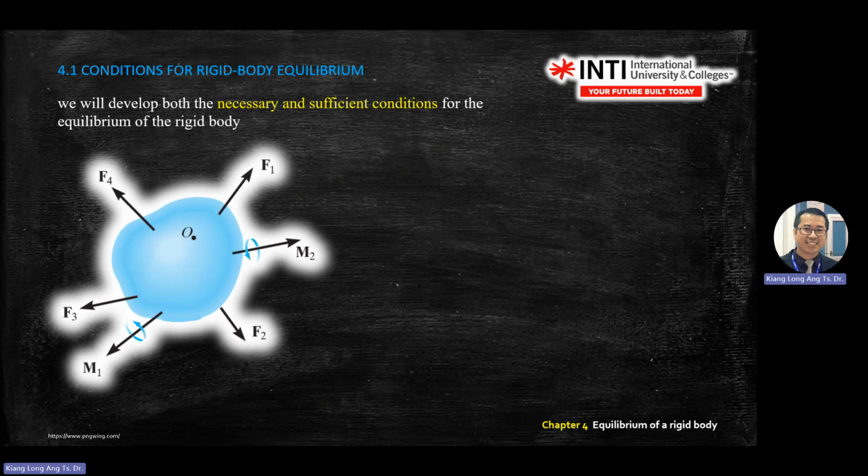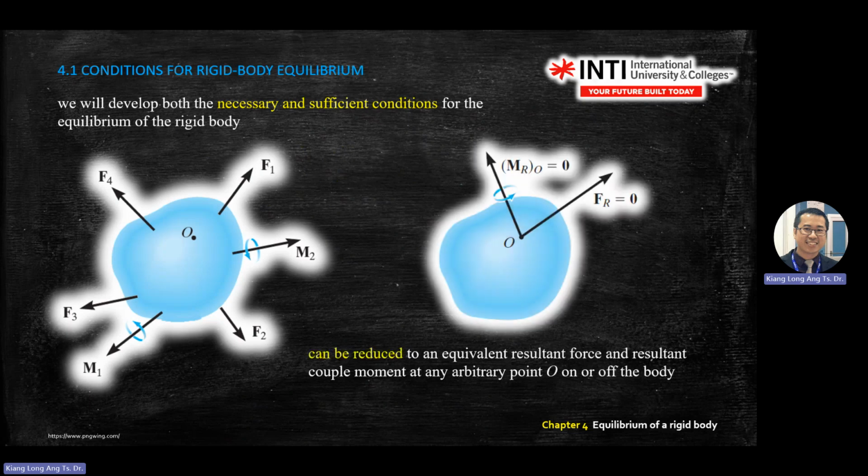So this is just a refresh. Just a refresh. You have learned chapter 1 to chapter 3 to transform the left diagram into right diagram. We combine all the forces into the right hand diagram, right? So here you see 3 forces, F1, F2, F3. You already learned how to combine this F1, F2, F3 into one resultant. Then you also learn how to combine M1, M2 into MR at O location.